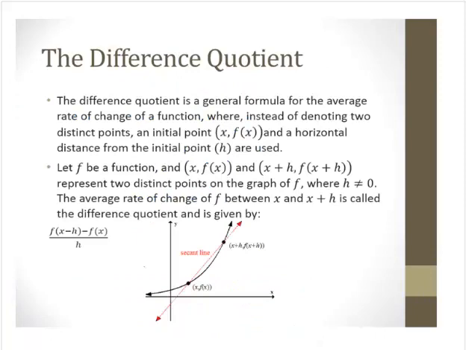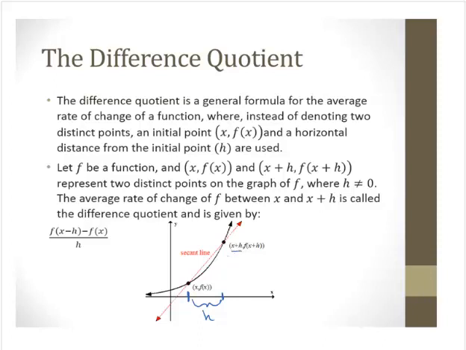Closely related to the average rate of change of a function is something called the difference quotient of a function. The difference quotient is a general formula for the average rate of change of a function, where instead of looking at two distinct points with x1 and x2, we instead look at an initial point, which was generally called (x, f of x). So there's our initial point. And then a horizontal distance to another point. This distance right here, we call that distance h. And so then our new point has x-coordinate of x plus h.